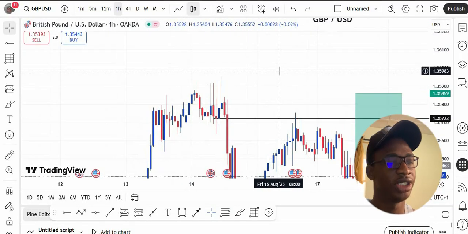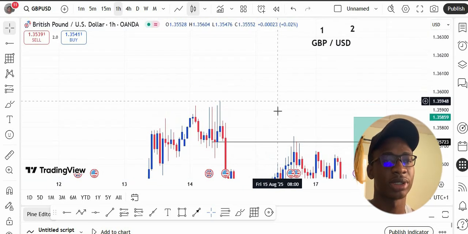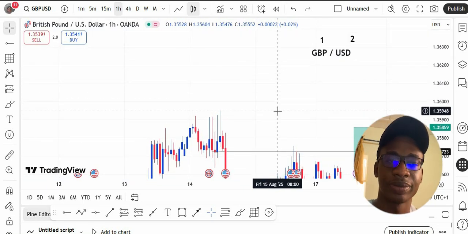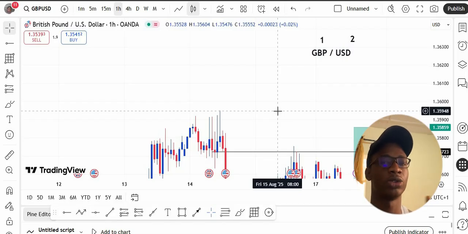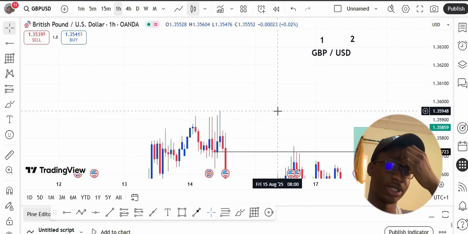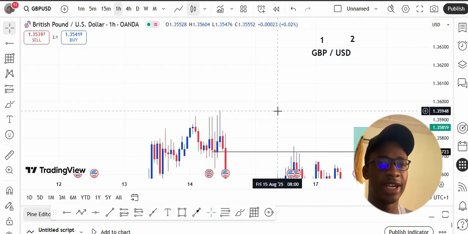USD. That means once you see green, people are buying GBP. Remember I said the market only involves 2 things: either you buy or you sell. You can't do any other thing. So it's made up of only 2 things, buy and sell.